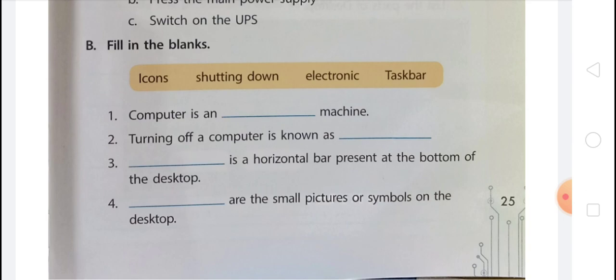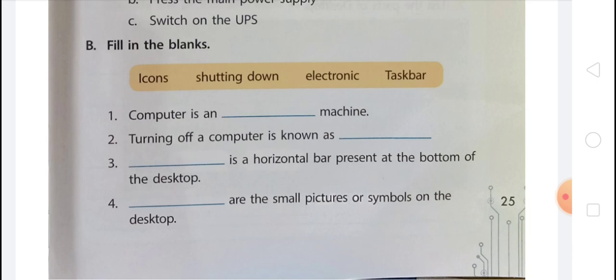In fourth, dash are the small picture or symbol on the desktop. The small pictures and symbols on the desktop are called icons, because the small picture or symbol present on the desktop are called icons. So there will be in fourth icons.